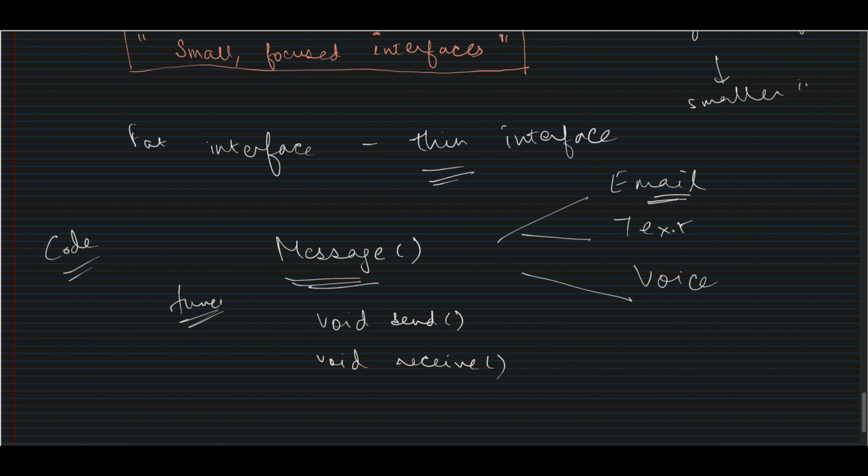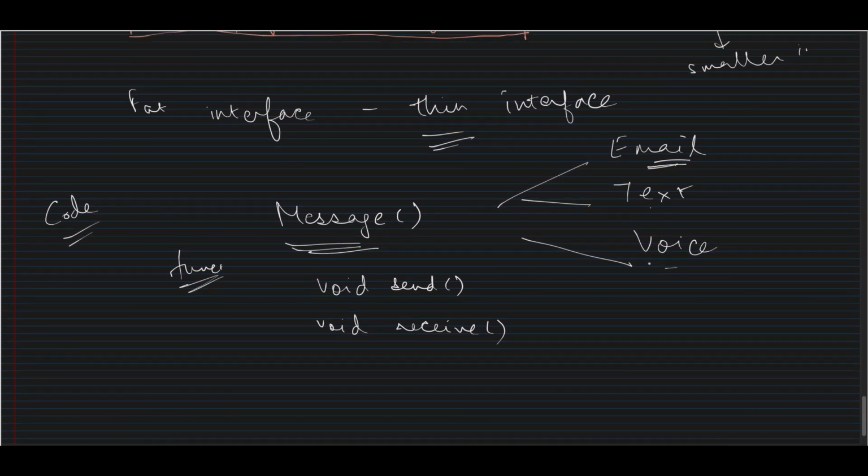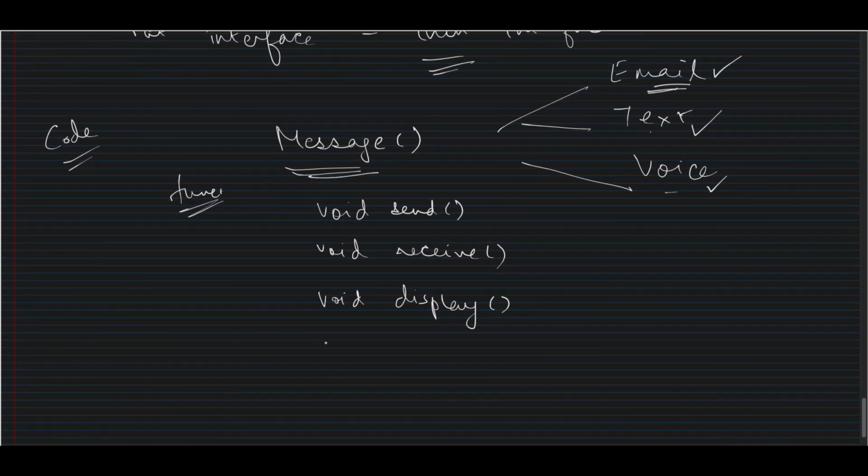If there's a class called email, it will implement send and receive. Text will implement send and receive. Voice will implement send and receive. Now we know that email and text or SMS messages have functionality where we want to display the message to the user. So I will say void display. This is fine for email and text message users. In case of voice message, we don't display the voice message. What do we do? We play the voice. So let me add another function, void play.